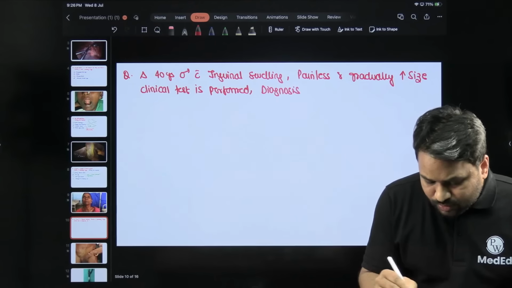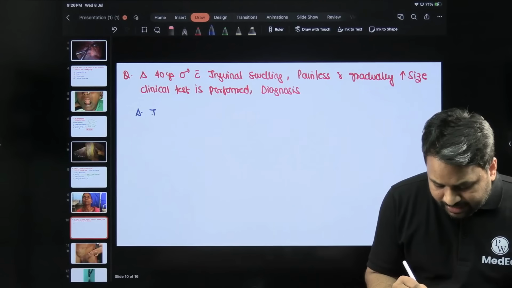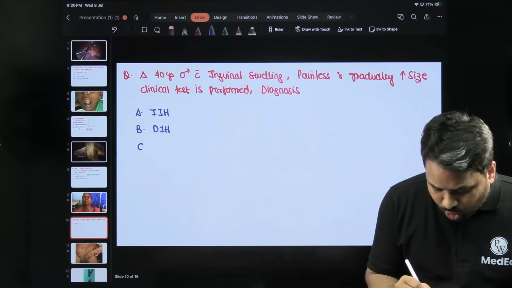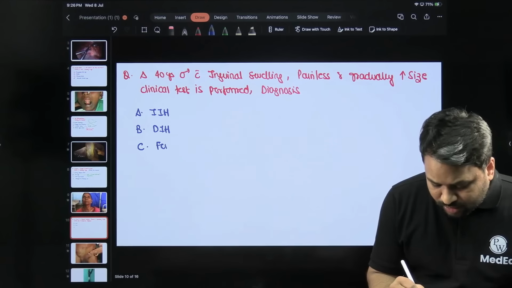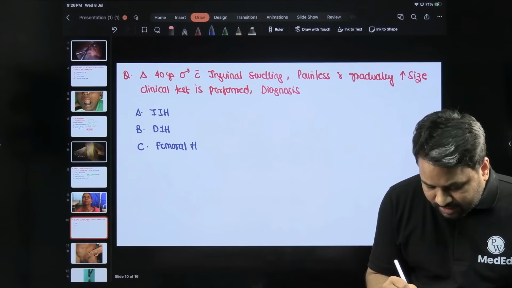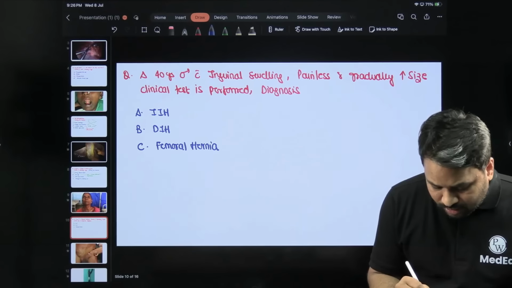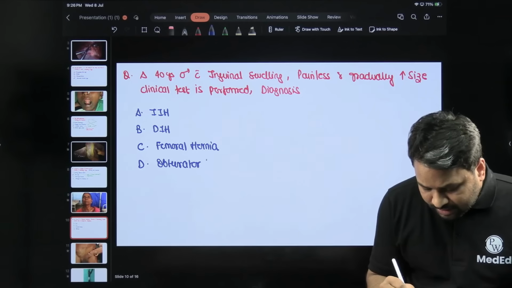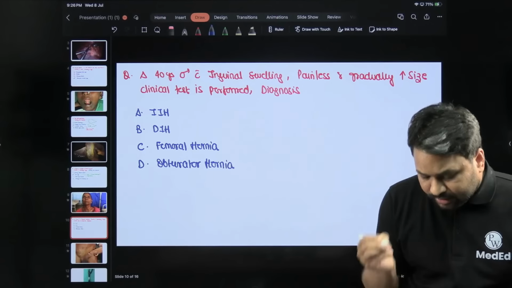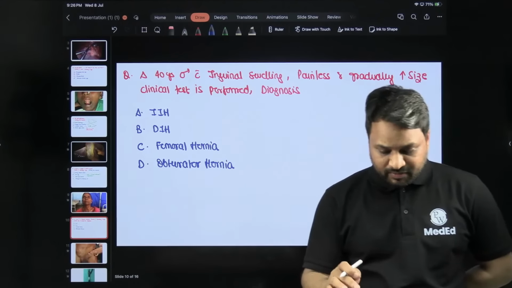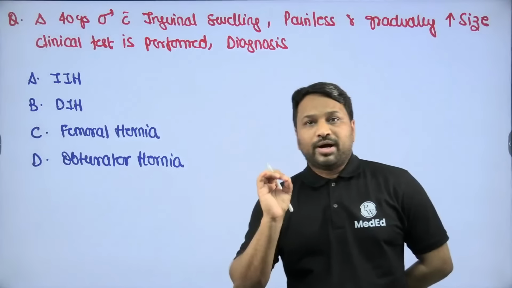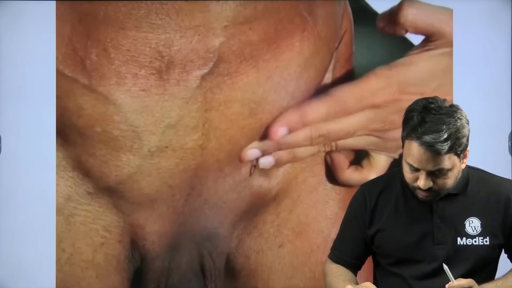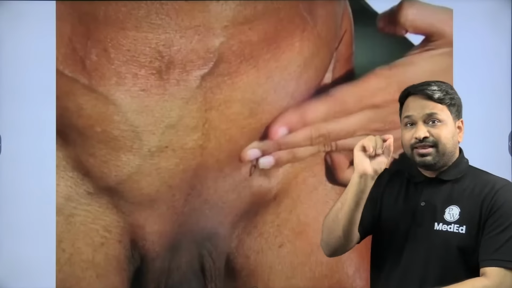We want the diagnosis. Option A, is it an indirect inguinal hernia? Option B, is it a direct inguinal hernia? Option C, is it a femoral hernia? Or is it an obturator hernia? So these are the 4 options that we have. I'm going to show you the video and I want you to identify the diagnosis, right? So this is the video. I want you to look at the video and then give me the answer.